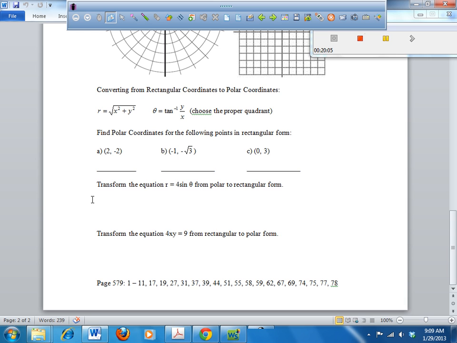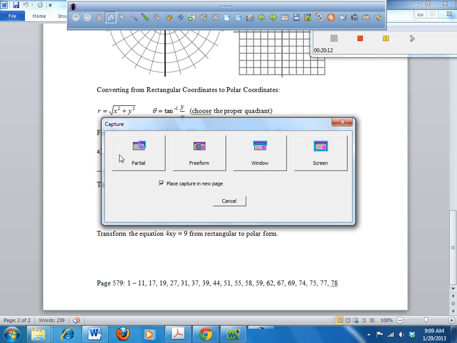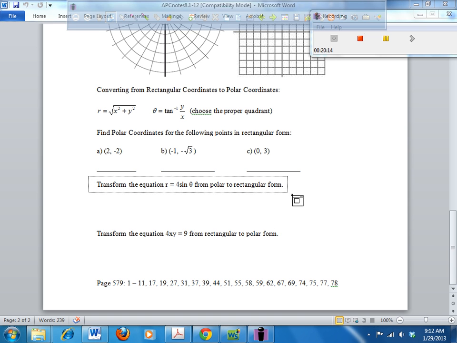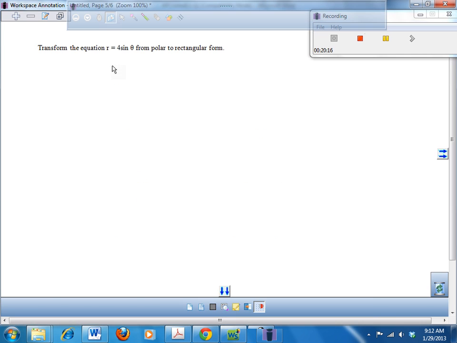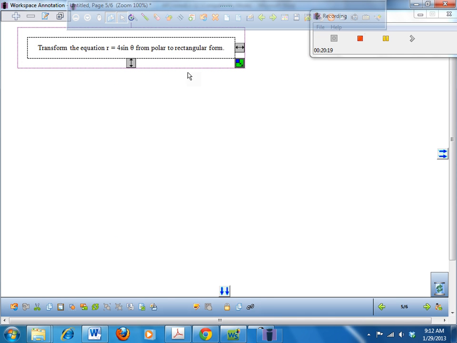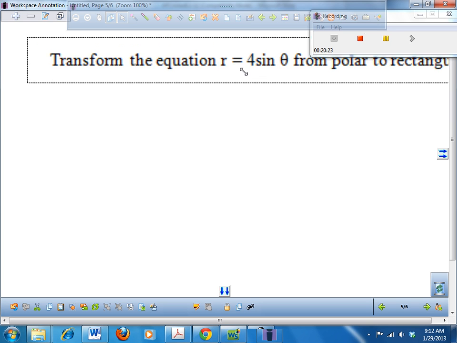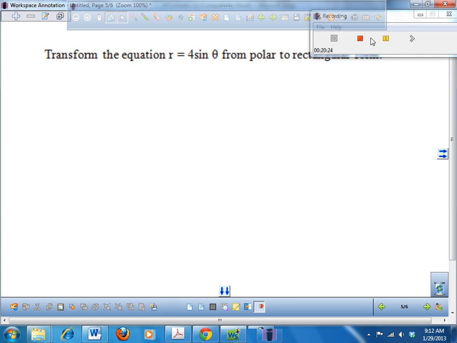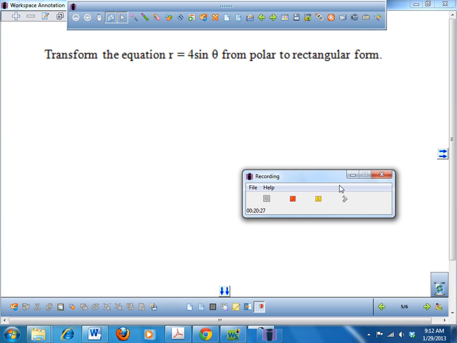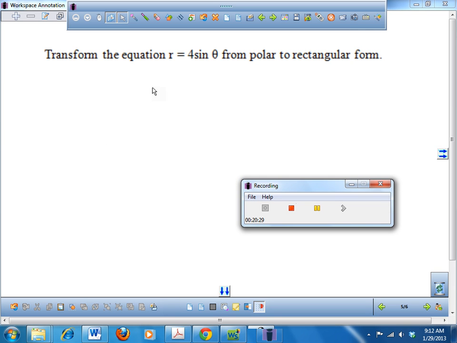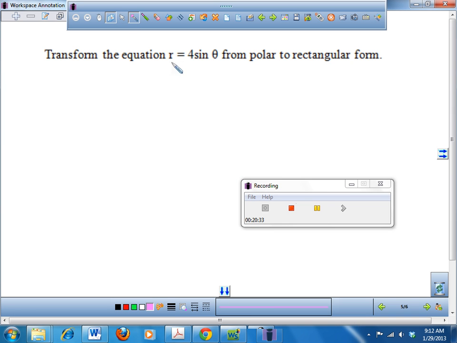Sorry. 2 more problems. Transform the equation. There's a little trick here. If you see one that looks like this, transform the equation into rectangular form. The way you do that is you multiply through by r, and let me show you why.